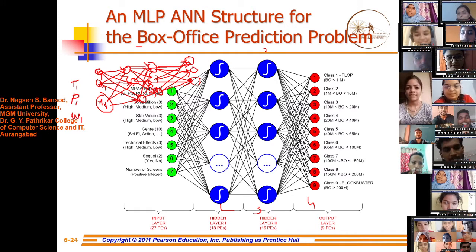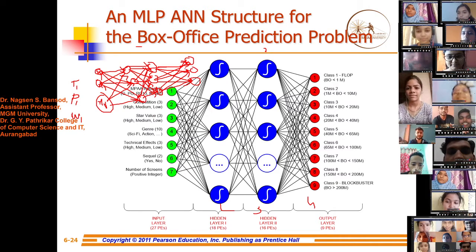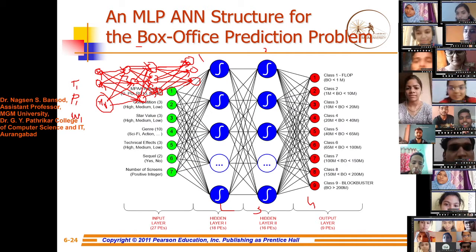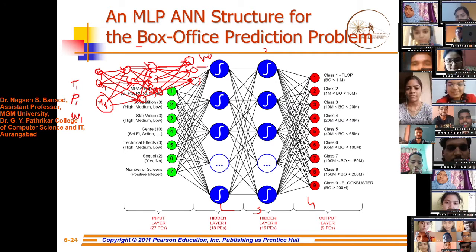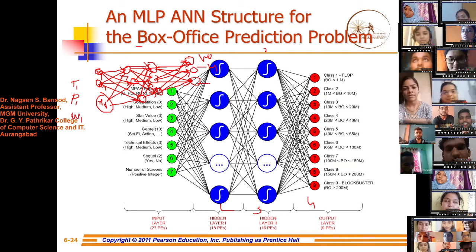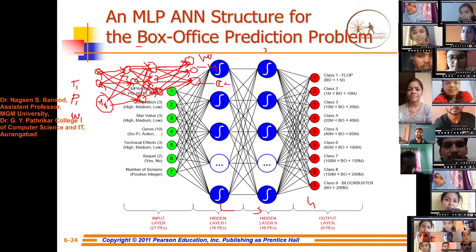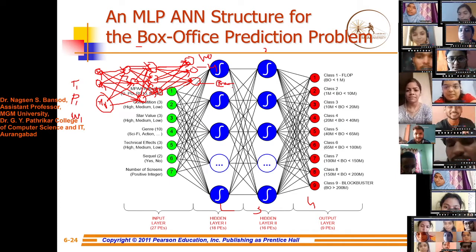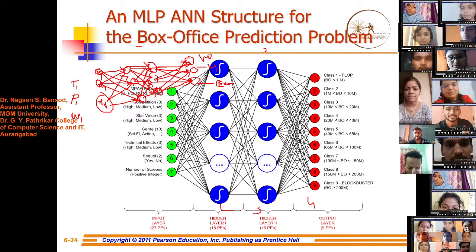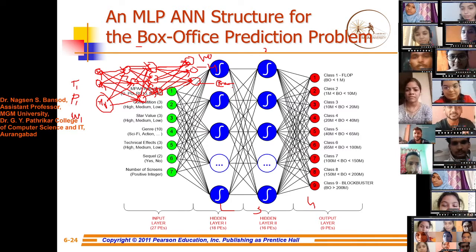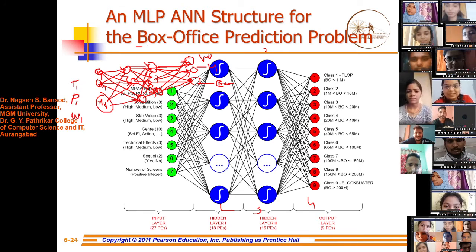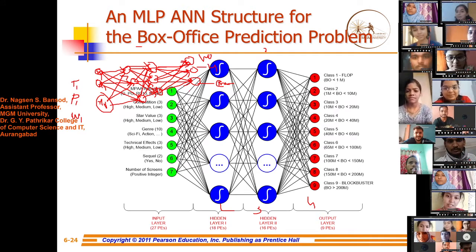Is it understood? Yes. Here we can say low temperature, high temperature, and here cold or rainy environment. Is it understood? Yes, sir. Okay. You should design it like this, sir. What is the architecture?